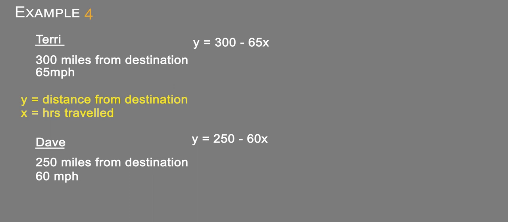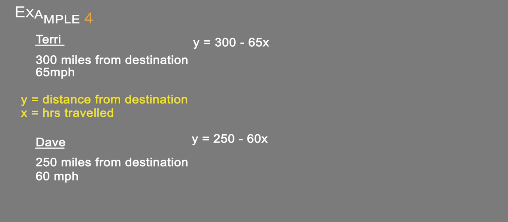We could solve the second part of this in a couple ways. We're asked, will Terry and Dave's trips overlap before they reach the dinner? In other words, is there at any point on the road that Terry catches up to Dave, since Terry is starting further away than Dave is? We could graph them to see if they intersect. An easy way is to just set them equal. They both equal y, the distance from the destination, from the dinner.